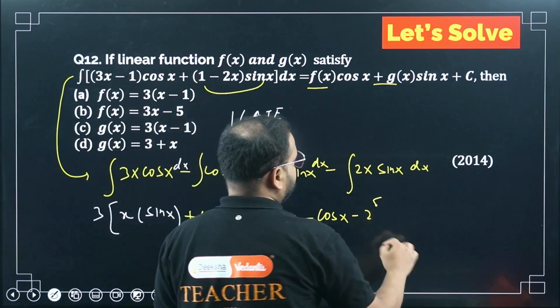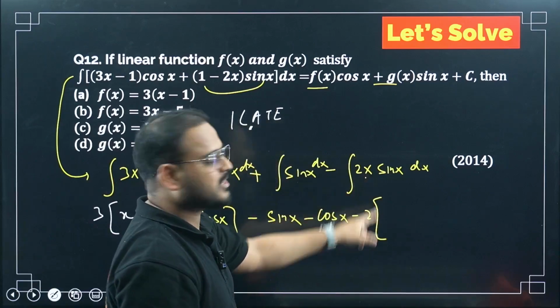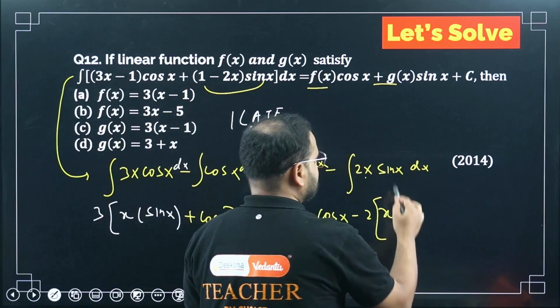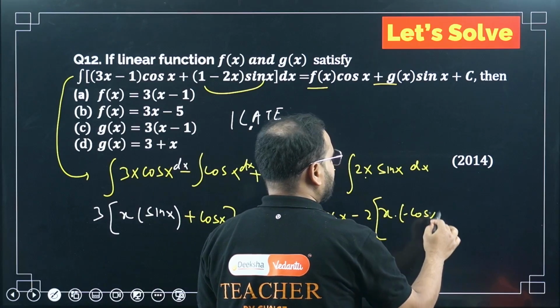Put a bracket over here. How much is this? X will be given preference. So first is x. Keep x as it is. Sin x integration is how much? Minus cos x.